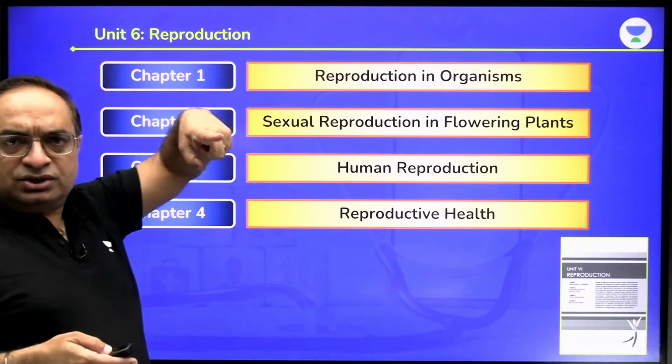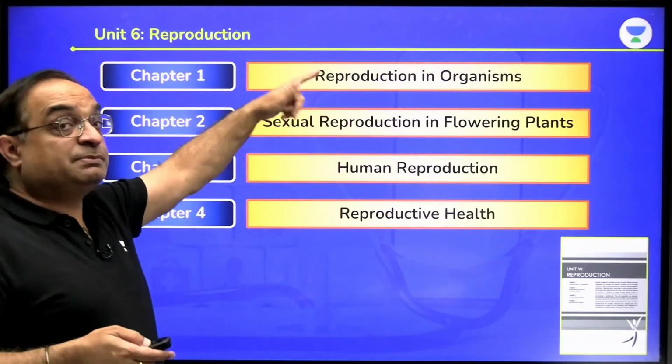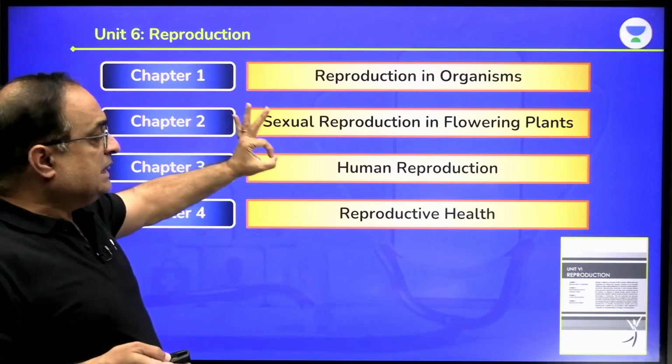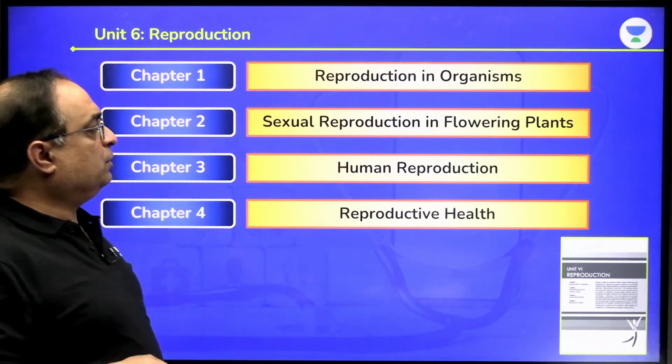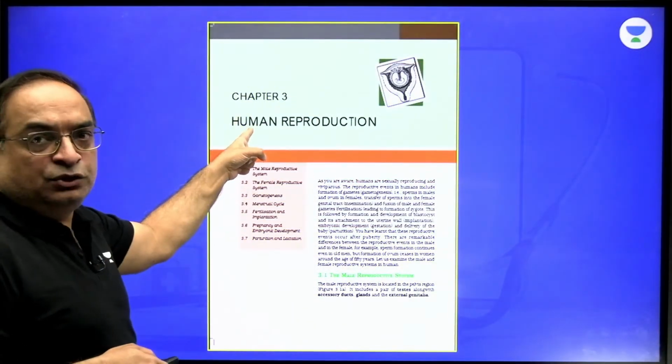Unit 6 Reproduction, Class 12th NCERT. First chapter, Reproduction in Organisms as per the old NCERT. Second is Sexual Reproduction in Flowering Plants. Third is Human Reproduction and fourth is Reproductive Health. So this is how this chapter looks in NCERT, Human Reproduction.